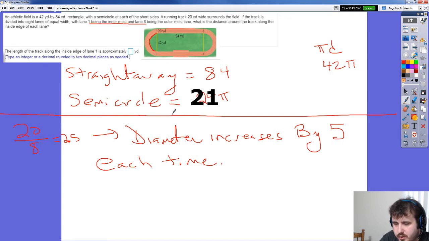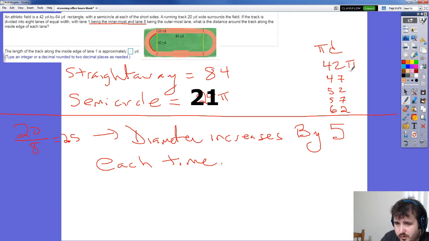And then you're going to go through and calculate by 2, because 2.5 times 2 is 5. The diameter increases by plus 5 each time. So 42 is the inner diameter, then 47, right? And then 52, right? These are the diameters.